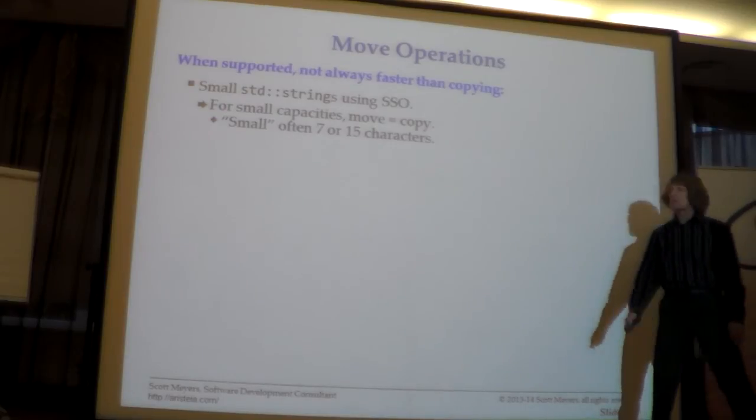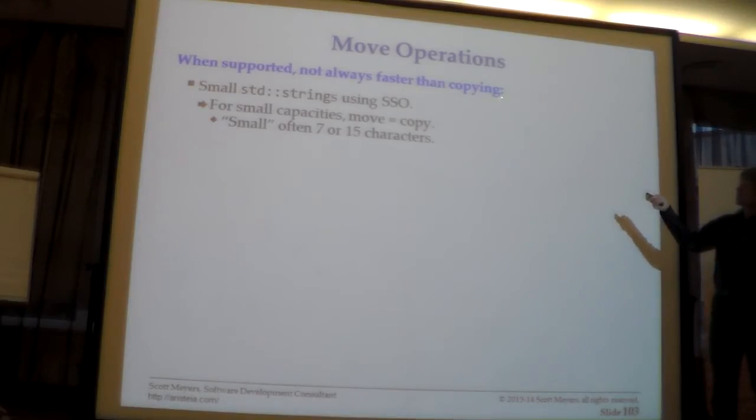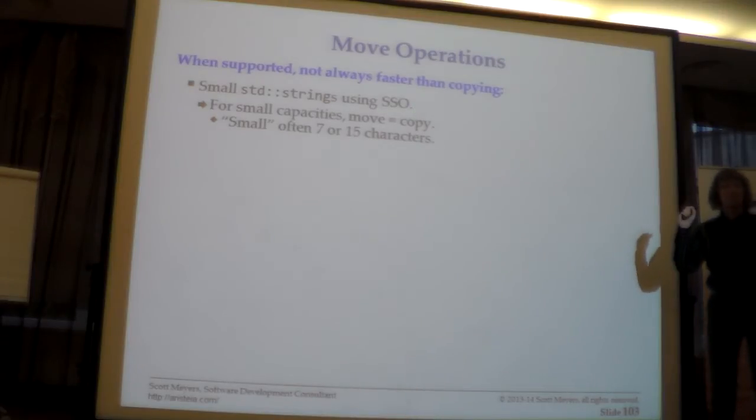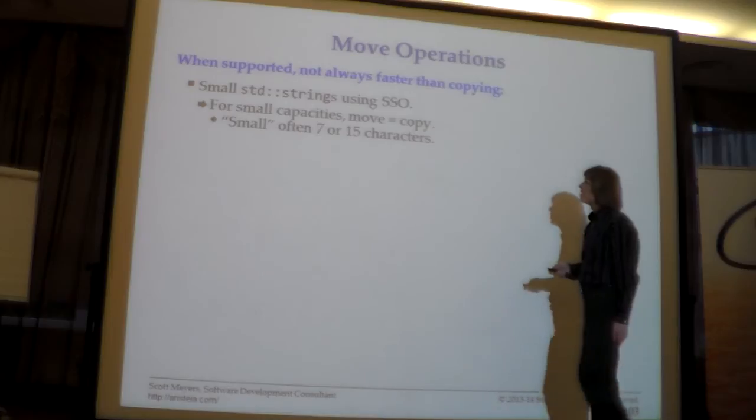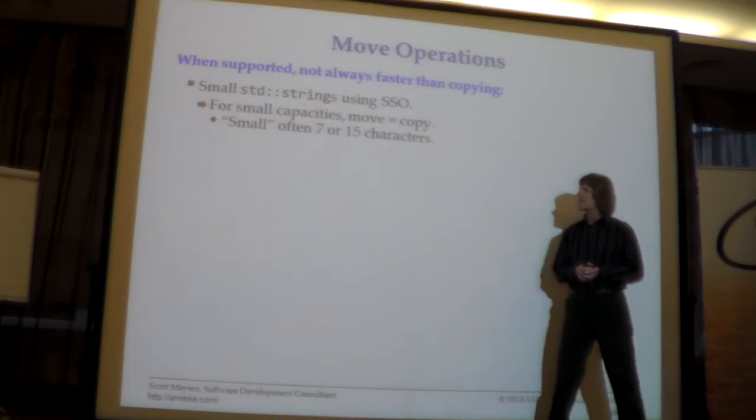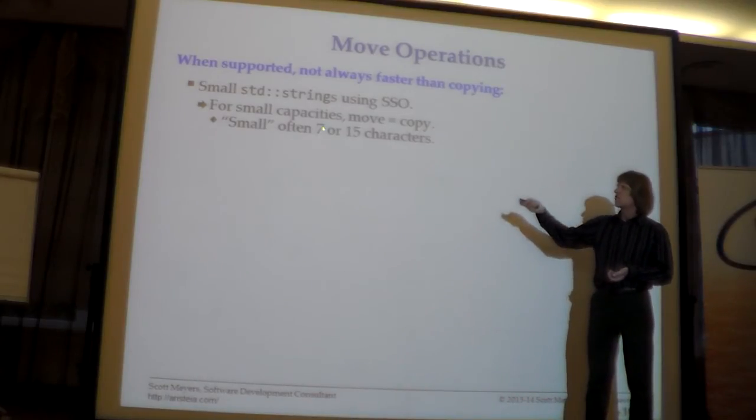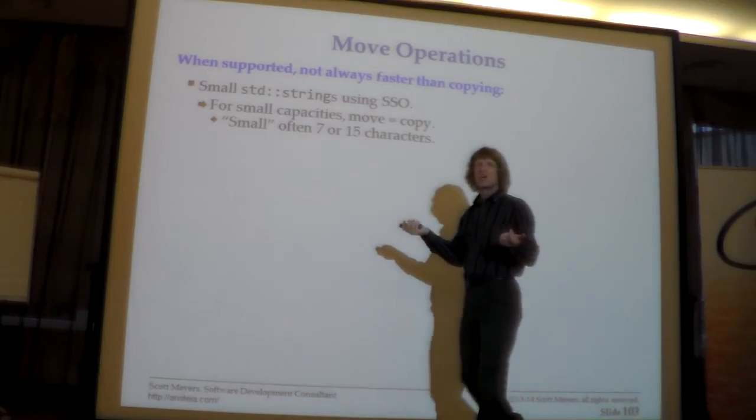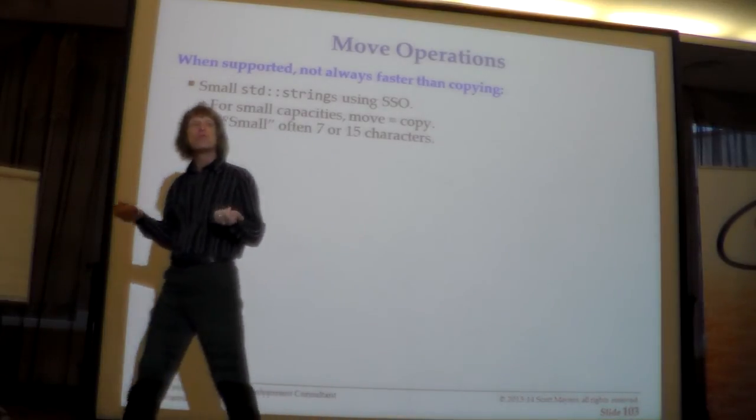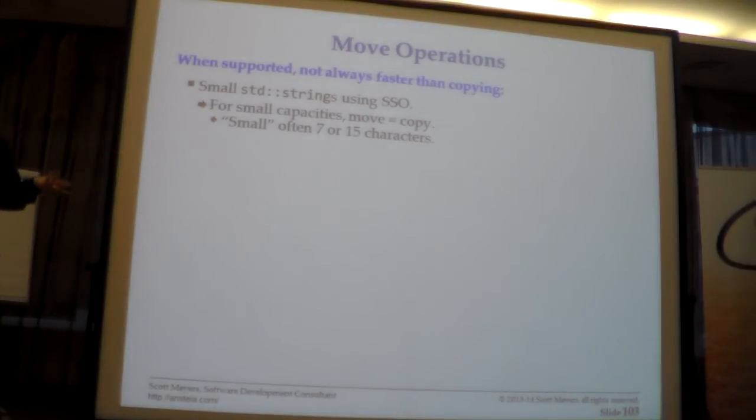Even when moving is supported, it's not always faster than copying. Small strings use what is known as the small string optimization. This is quite commonly implemented. Microsoft implements it. I'm pretty sure Clang does. GCC sort of does. With a small string optimization you have a capacity of typically either 7 or 15 characters, which is not very many. That's on a 32-bit machine, that's 4 machine words. We're not talking a lot of memory. But under those conditions, they can't be moved more quickly than they're copied. It's the same speed. Moving's not slower, it's just not faster.